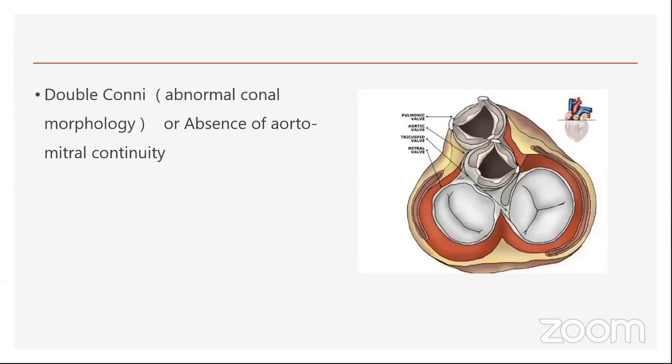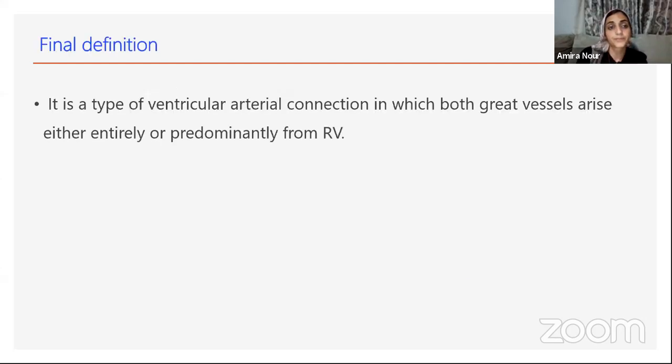Some definitions include that you should have double coni or absence of aortomitral continuity. However, as we go through, we will find that this is not a must for the definition of a patient with double outlet right ventricle. The final definition that we all use in our clinical practice, according to the Society of Thoracic Surgeons in the year 2000, is that it is a type of ventricular arterial connection in which both great vessels arise either entirely or predominantly from the right ventricle.